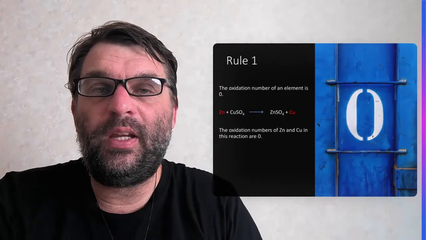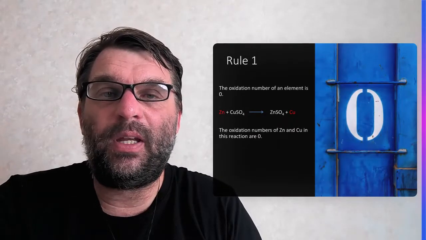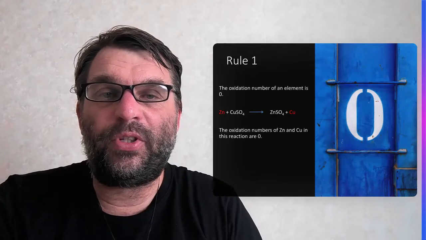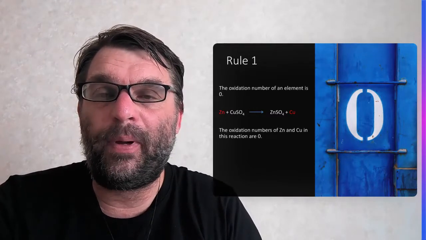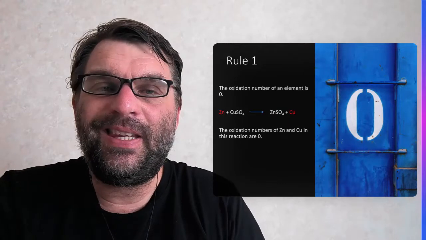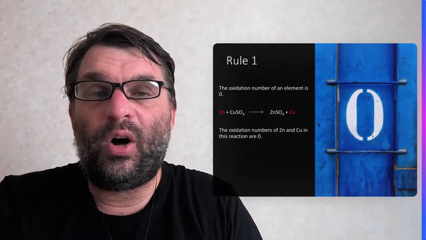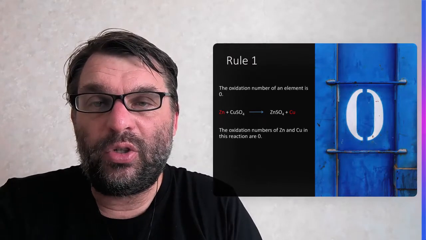So the first one is the oxidation number of any element is 0. So if you look at the reaction there of zinc reacting with copper sulfate to form zinc sulfate and copper, a displacement reaction, the zinc and copper are elements, they're metals, and therefore their oxidation number is going to be 0.